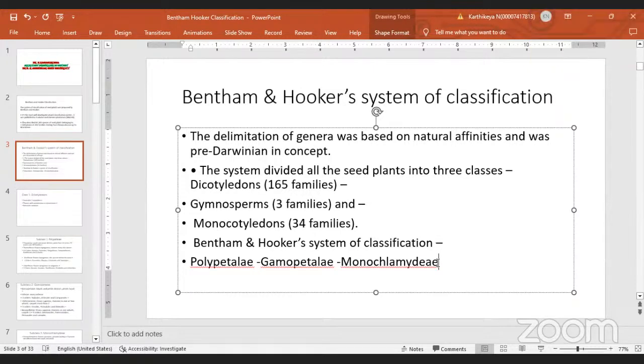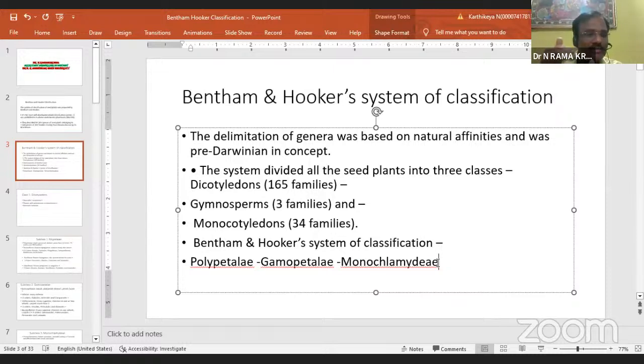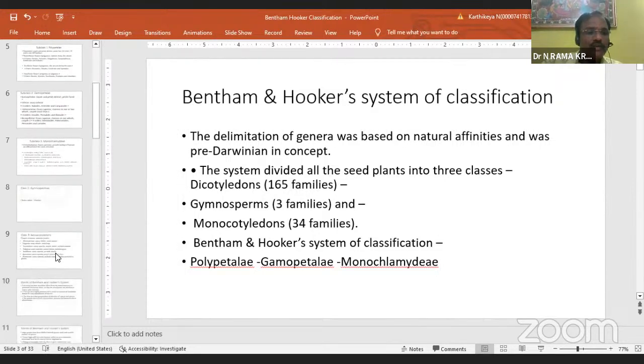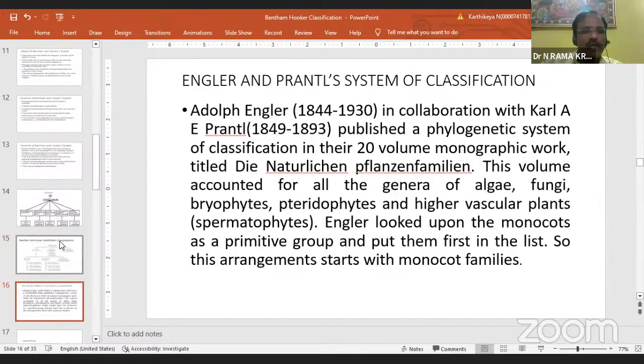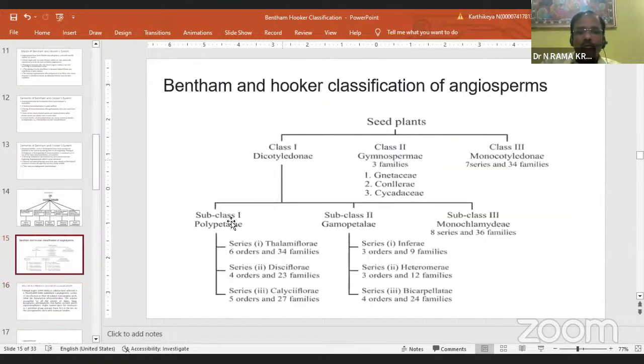Again, it is divided into 3 series. This is not in classes. You see now how the order is coming. That is important: class, subclass, series, order, family, genus, species. So now we are completing subclasses. Then we are going to these polypetalae. Here I am showing one chart. Is it clear now? Yeah, okay.